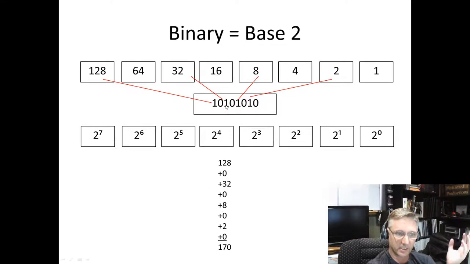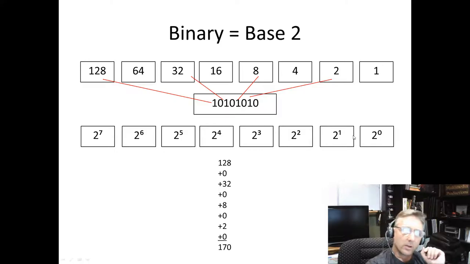0 times 16 is 0. 1 times 32 is 32. 0 times 64 is 0. And 1 times 128 is 128. And so you take all of those bits, and you add them up, and you have a byte with a decimal value of 170. So that's how you convert binary to decimal: take your zeros and ones, and multiply them times the corresponding column of their base 2 value, okay?